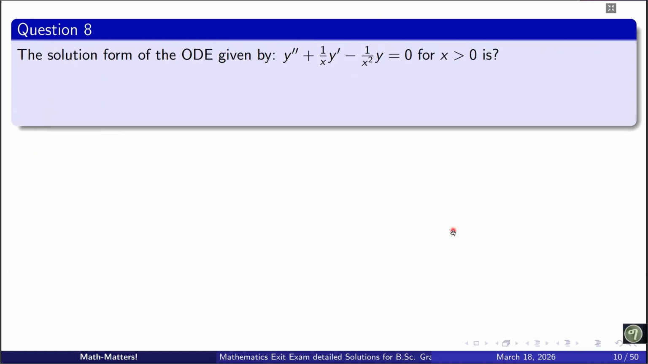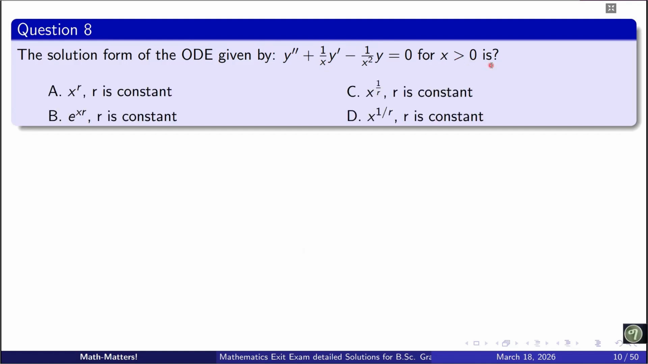The next question. The solution of the ordinary differential equation given by the second derivative of y plus 1 over x times the first derivative of y minus 1 over x square y equal to 0, for x greater than 0, is a x to the power r, where r is a constant, e to the power of xr, where r is a constant, x to the power of 1 over r, where r is a constant, and x to the power of 1 over r, where r is a constant. I think these two are similar alternatives.